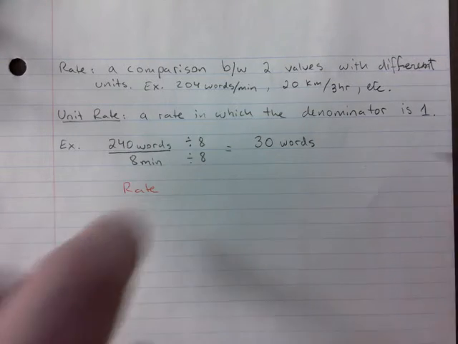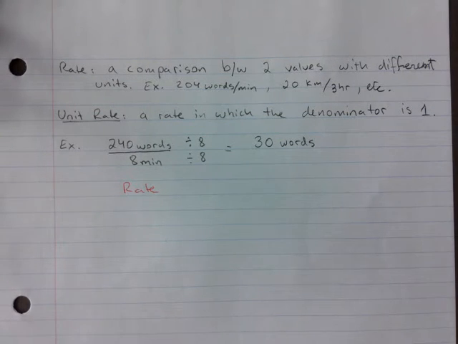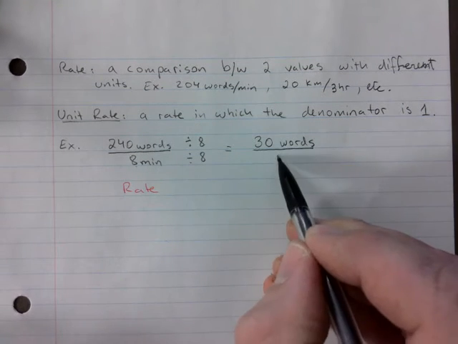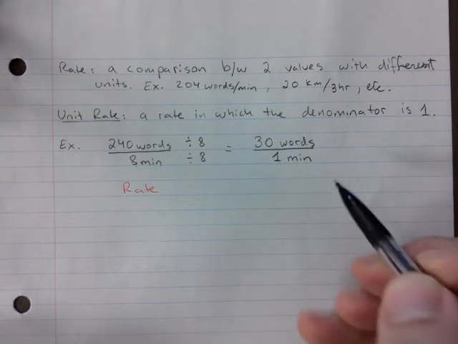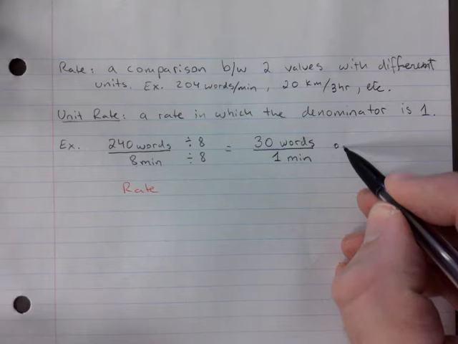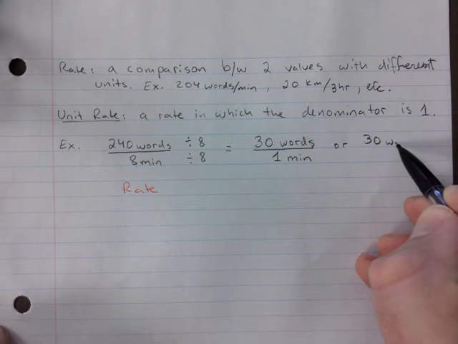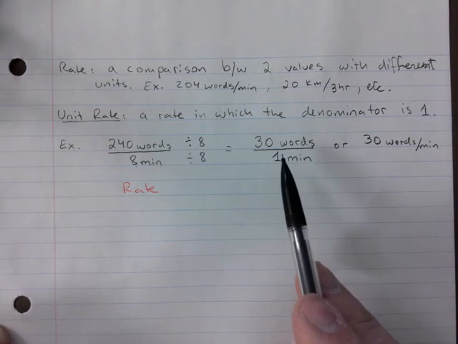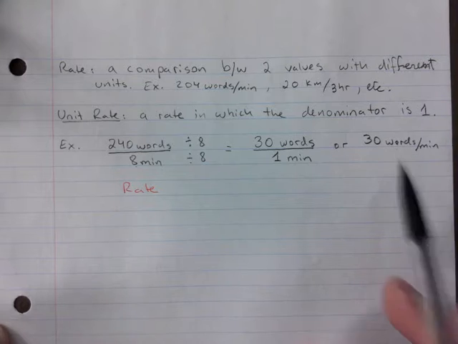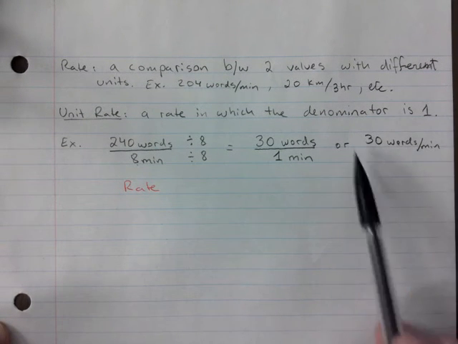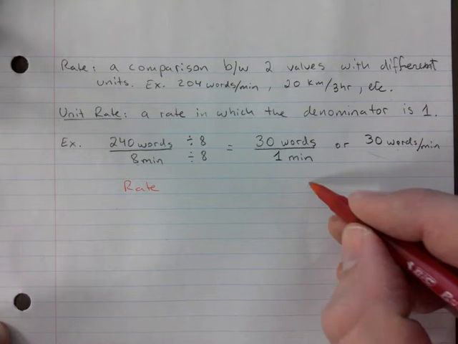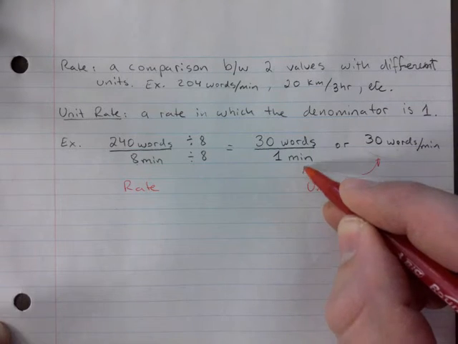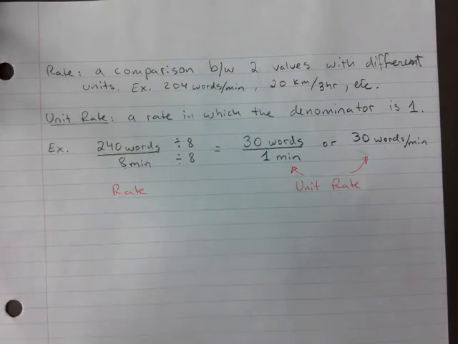So you're basically reducing the fraction, right? You've done reduction of fractions in grade 9. And so 8 divided by 8 is just 1 minute, right? Or we can also write this as 30 words per minute. You've got to understand that it can be written like this, but most likely in a word problem, it's going to be written like that. So this is a unit rate. That's as easy as that.